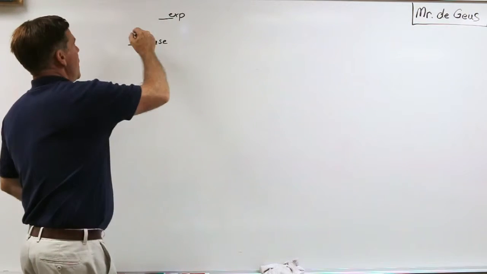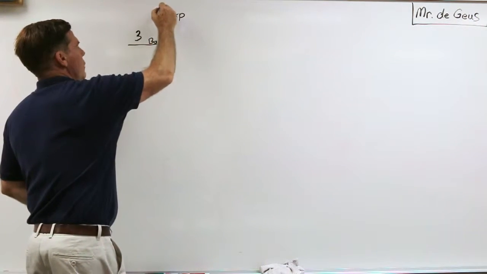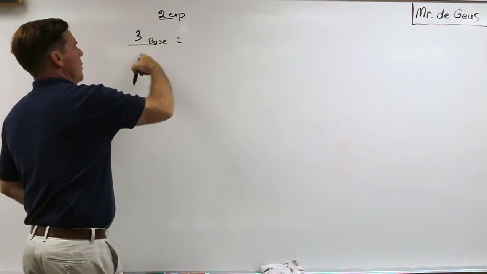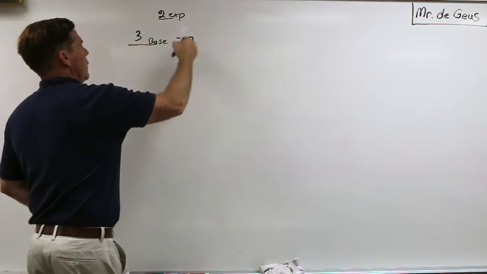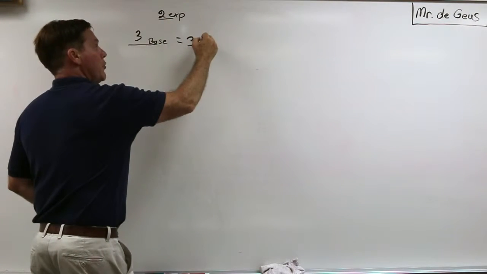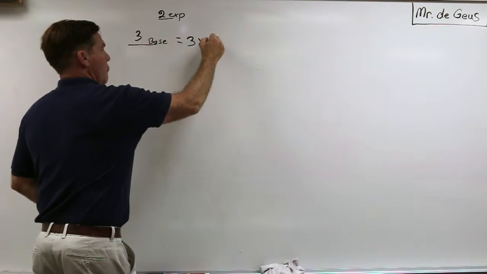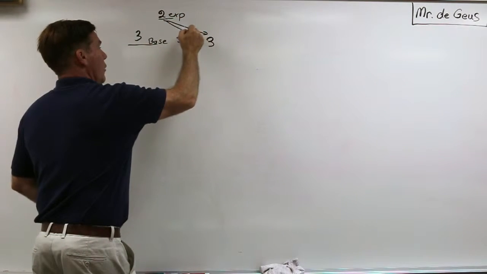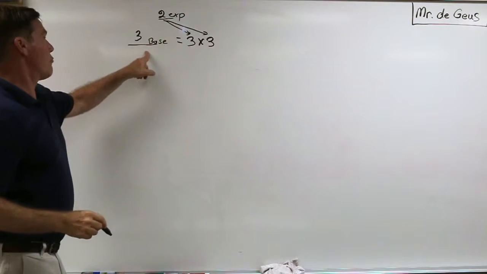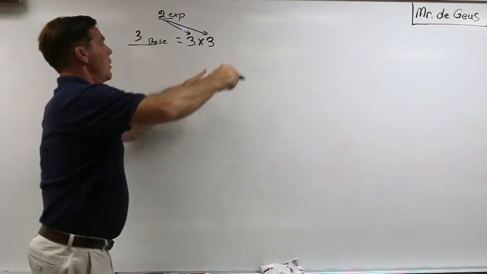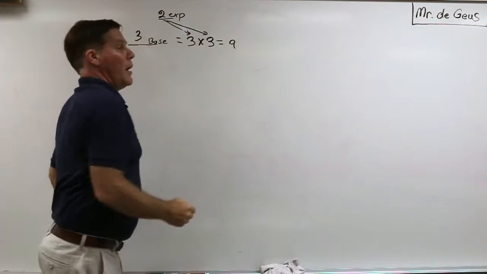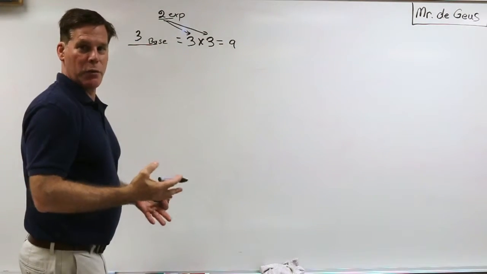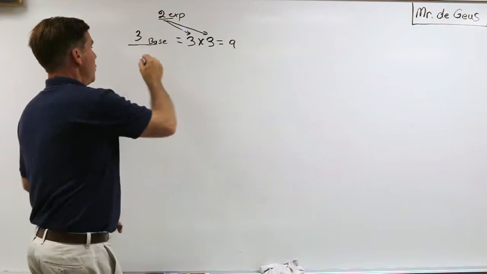Okay? So for example, if I had a 3 here, and I had a 2 here, that would mean that I'm going to multiply 3 2 times, not by 2. 3 times 3. There's 1, there's 2. So 3 squared means 3 times 3, that equals 9. Okay? Now the numbers are going to get big pretty fast when we use exponents and exponential notation.